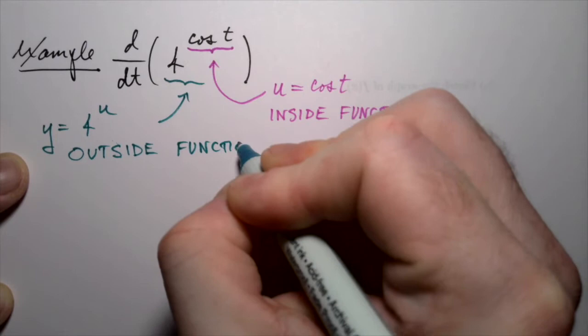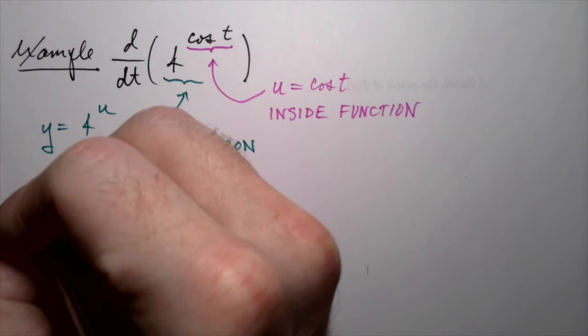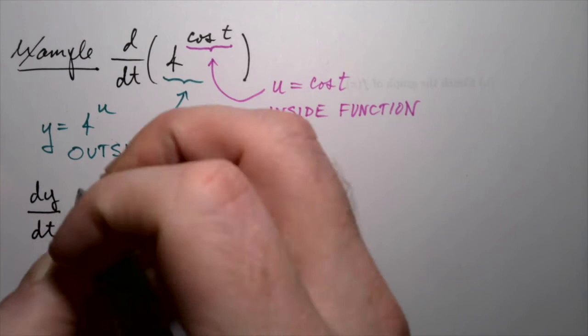Groovy. Now let's take the chain rule. And I'm going to write down a general formula for the chain rule, this time using Leibniz notation. I really want to practice using the chain rule using lots of different notations.